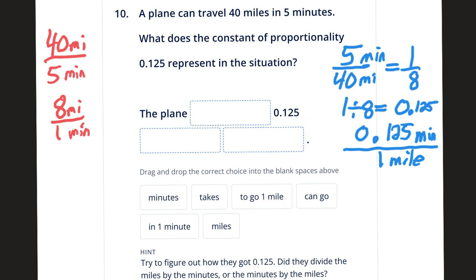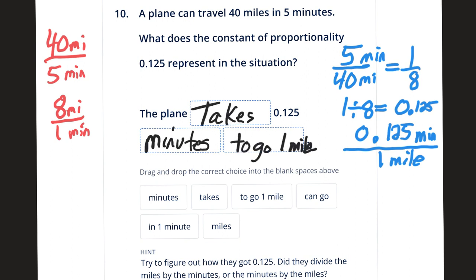So now I have to put meaning to this. Well, my numerator was minutes and my denominator was miles. So that means that my 0.125 is minutes, and that's a rate of 0.125 minutes for every mile. If I look at my choices here, the plane takes 0.125, what's my label say, minutes to go 1 mile.